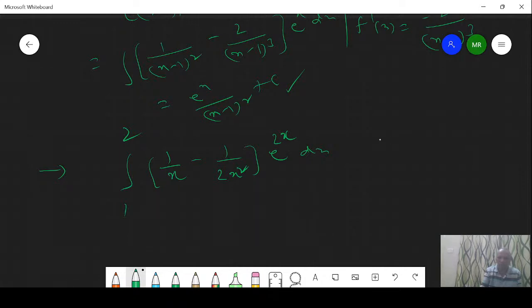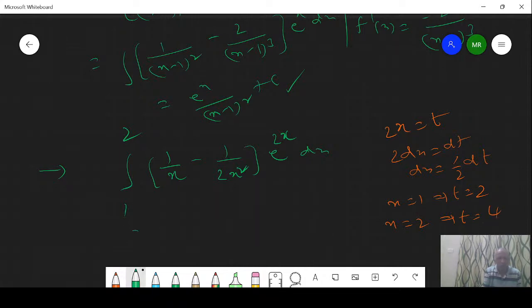So what I will do now, I take the substitution 2x equal to t. The derivative of this: 2 dx is equal to dt, so dx is equal to dt by 2. When I transform it into t, the limits also should change. These are the limits of x. So when x is equal to 1, t is equal to 2. When x is equal to 2, t equal to 4. The limits will become t equal to 2 to 4.